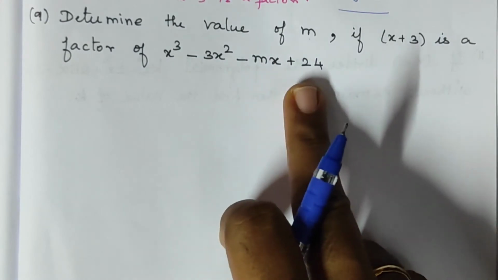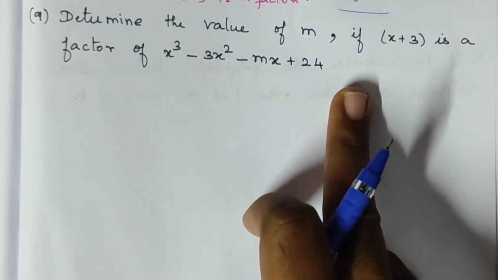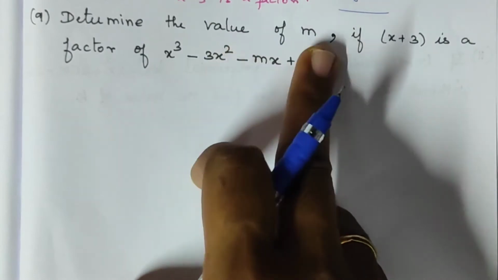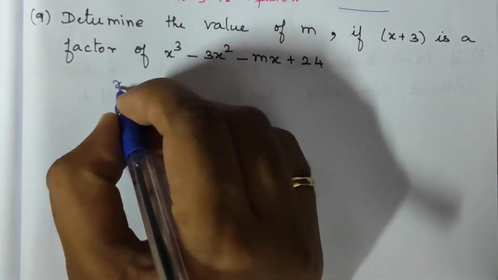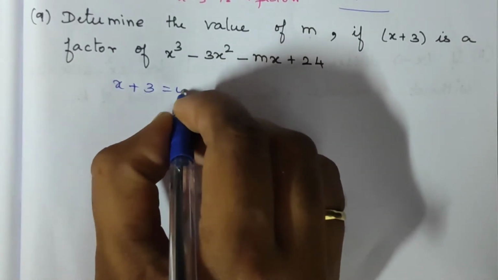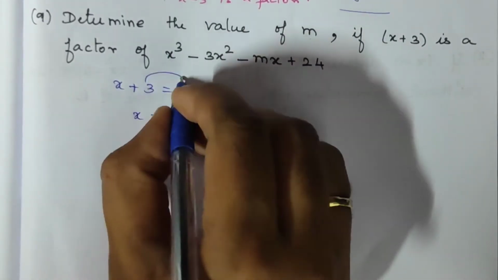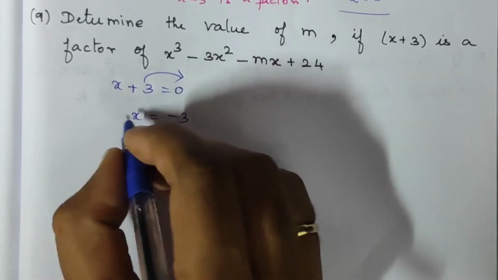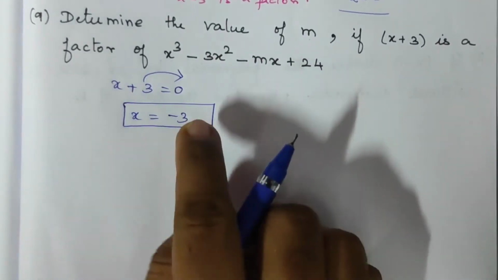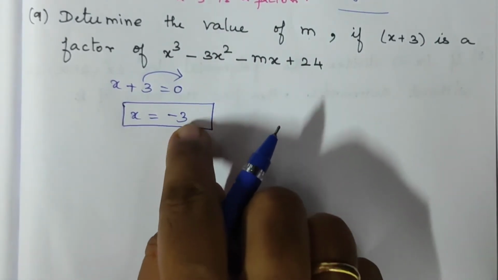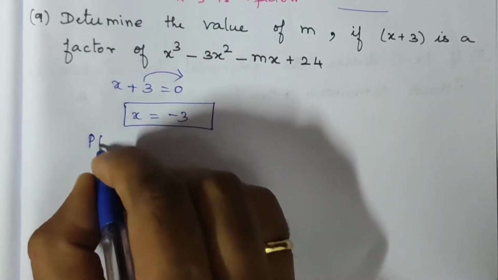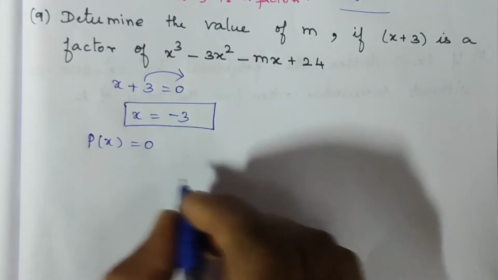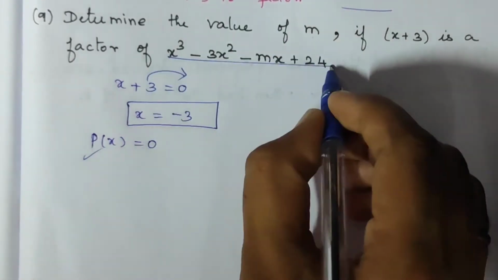Ninth problem. Determine the value of m if x plus 3 is a factor of x cube minus 3x square minus mx plus 24. We have to find the value of m, and it is told that x plus 3 is a factor. So x plus 3 is equal to 0, and x is equal to, taking this plus 3 to the other side, minus 3. Since minus 3 gives the factor, it will be equal to 0. Therefore p of x is equal to 0, where p of x is this polynomial.